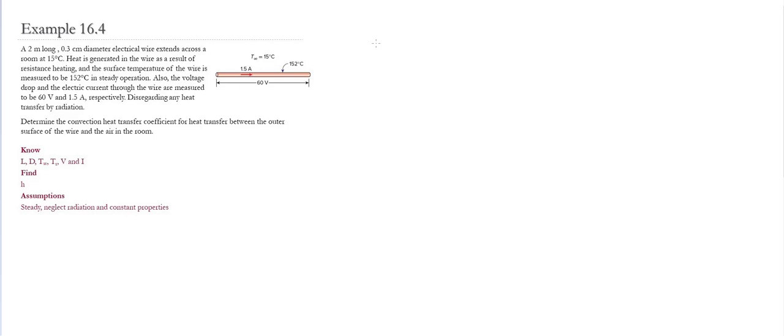Example 16.4. In this example, a 2-meter long electrical wire with a 0.3 centimeter diameter extends across a room which is maintained at 15 Celsius. Heat is generated inside of the wire as a result of resistance heating, and the surface temperature of the wire is measured to be 152 Celsius in steady operation. Also, the voltage drop and the electrical current through the wire are measured to be 60 volts and 1.5 amps respectively. In this problem, we disregard any heat transfer by radiation.